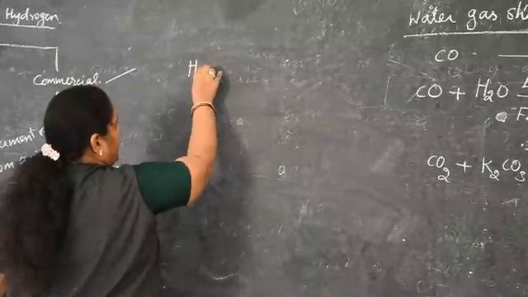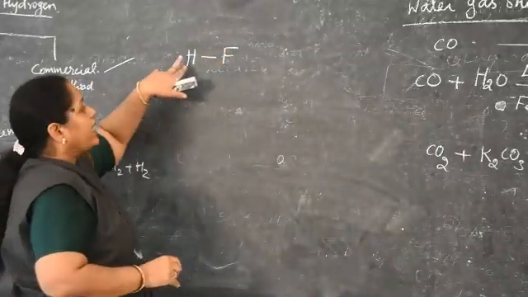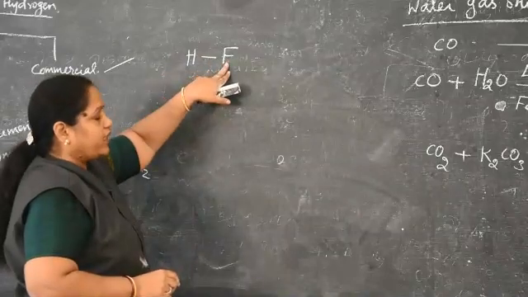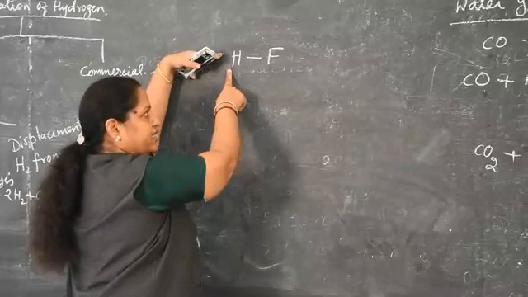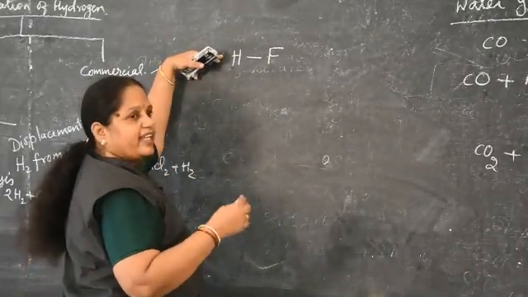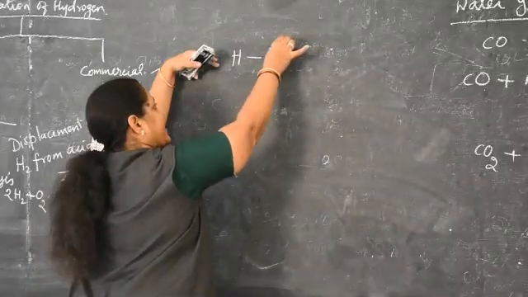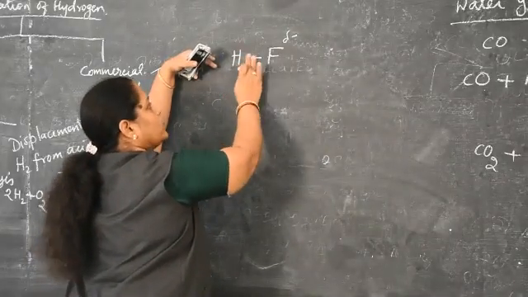Consider H and F. It is hydrogen fluoride. Between hydrogen and fluorine, the bond is a covalent bond. Compared with hydrogen, fluorine is a highly electronegative element. That's why it carries a partially negative charge. It attracts the shared pair of electrons towards itself.